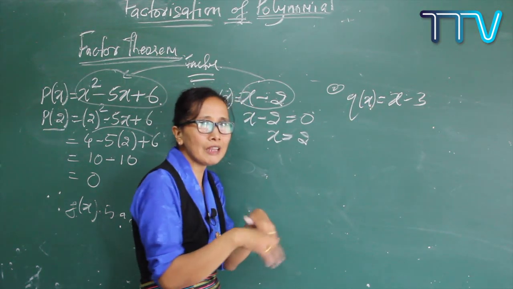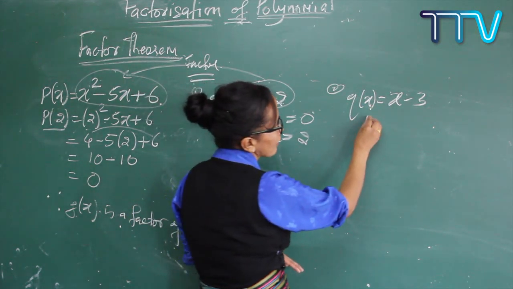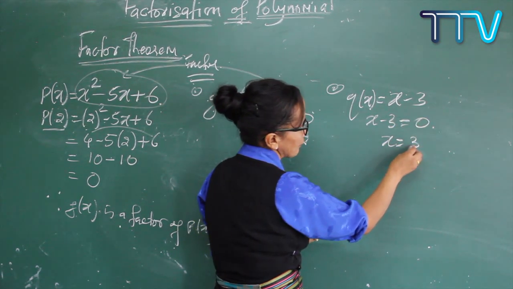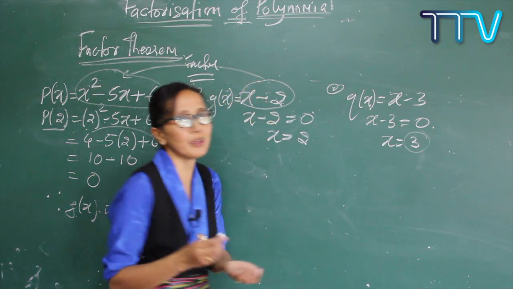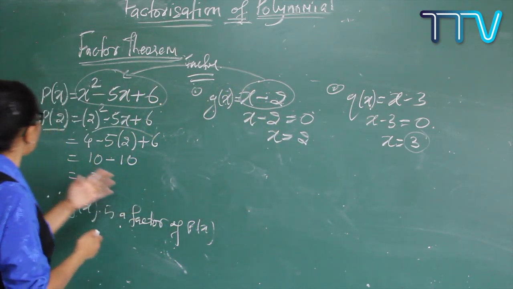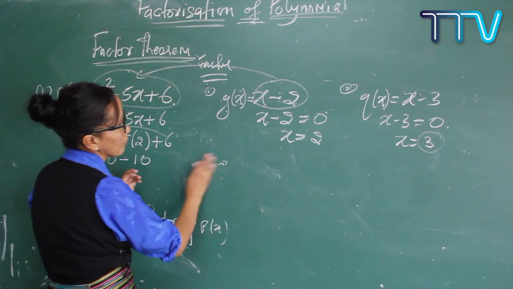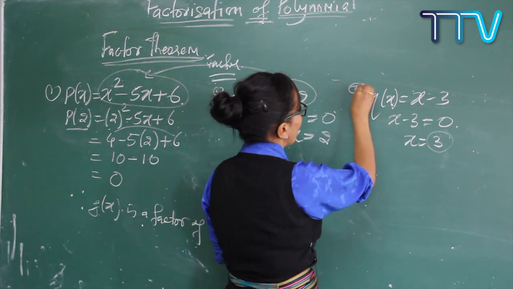So first of all, again find the zero of this. How do you find the zero of this? x minus 3 equals 0, so x equals 3. So now here you have to put the value x equals 3. So let's check here. Okay, this is done. Now come to the second one. Again we are going to check here. Okay, let me put it here, the second one.